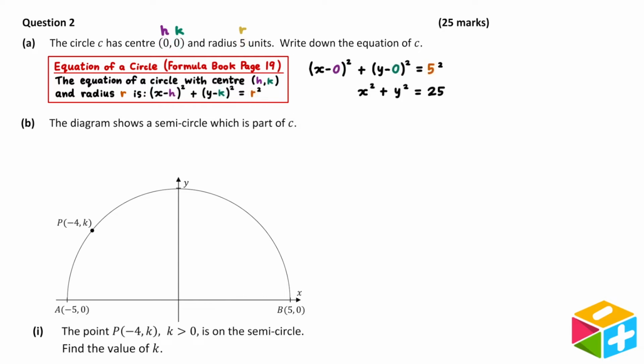Here, we can simplify a bit. x minus 0 is just x, y minus 0 is just y, and 5 squared is equal to 25. So our final answer here is x² + y² = 25.